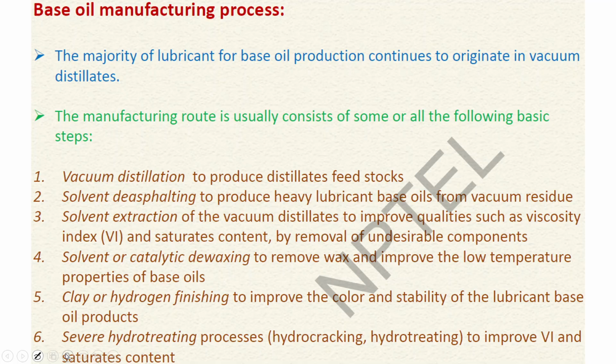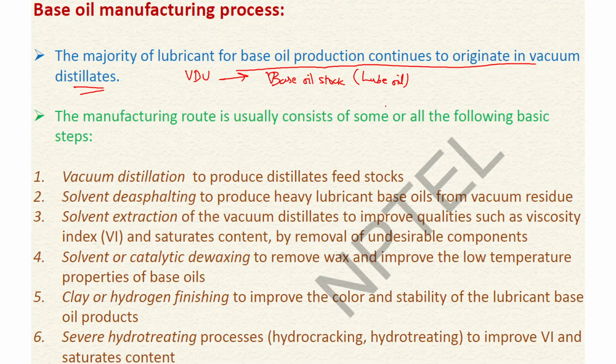Coming on to the next procedure, which is the base oil manufacturing process. Basically, it is the lube oil manufacturing process. Okay, so the majority of lubricant base oil production continues to originate in vacuum distillates. As we know, the vacuum distillation unit side cuts mainly consist of the lube oil base stock. Okay, base oil stock, mainly lube oil cuts, vacuum gas oil.